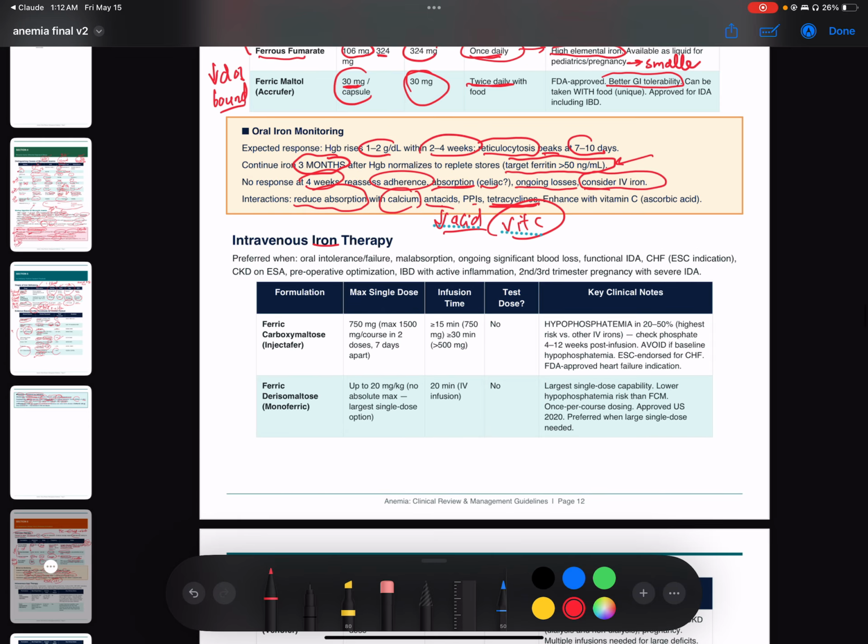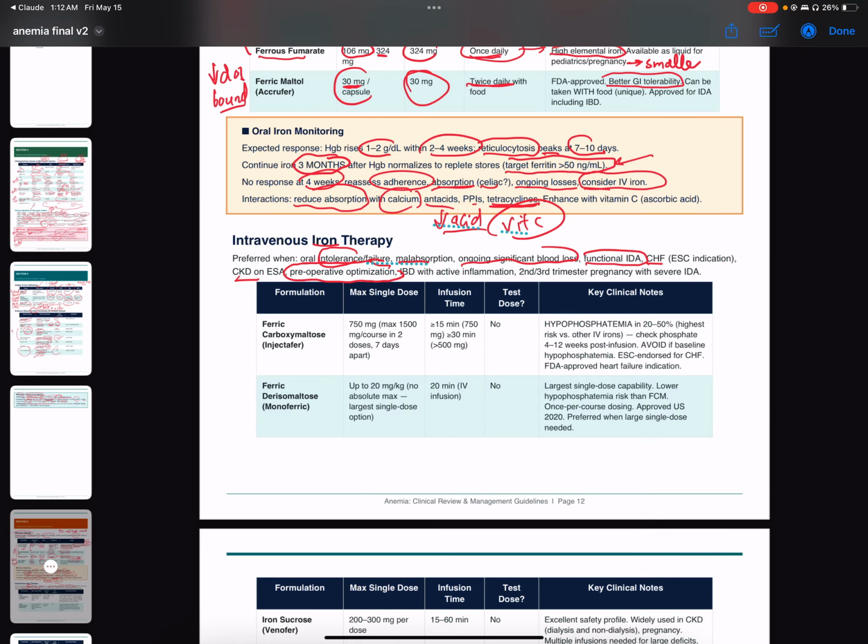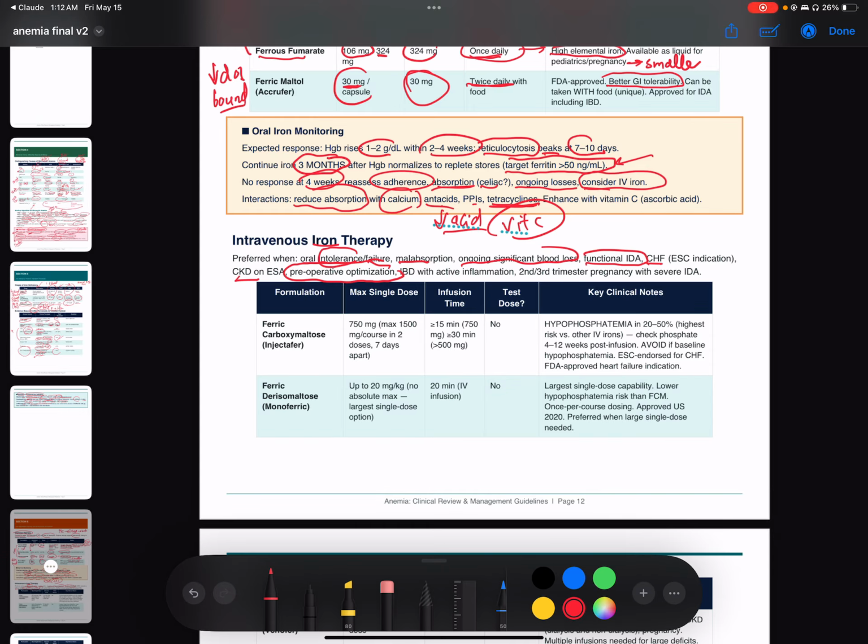When to use IV iron? You'll use it when you used oral iron but there is severe intolerance or failure, a malabsorption issue, significant ongoing blood loss, or they have inflammation, which we call functional IDA, such as CHF patients and CKD patients. Also if you want a faster result, like preoperative optimization, IBD with active inflammation, and sometimes in the second or third trimester of pregnancy with severe iron deficiency anemia.